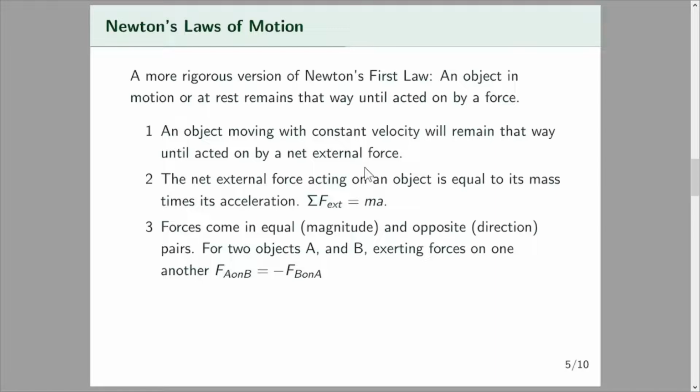So we can come up with a more rigorous version of Newton's laws, right? The first one is an object in motion or at rest remains that way until acted on by a net external force. We would say an object moving with constant velocity will remain that way until acted on by a net external force. Constant velocity can be 0, right? 0 is constant. If it's going with any value of velocity, in other words, the magnitude 10 miles an hour in a straight line, it'll keep doing that until it's acted on by a net external force.